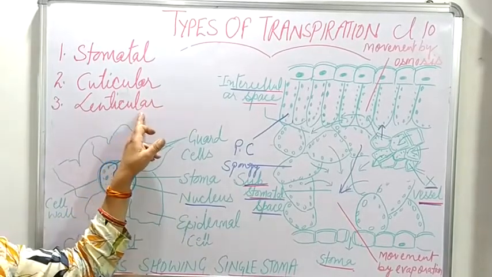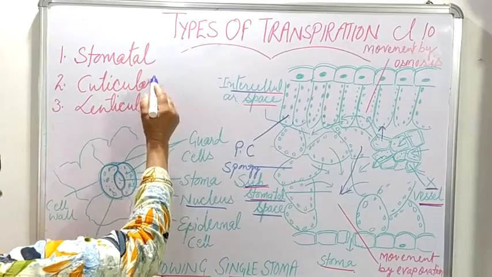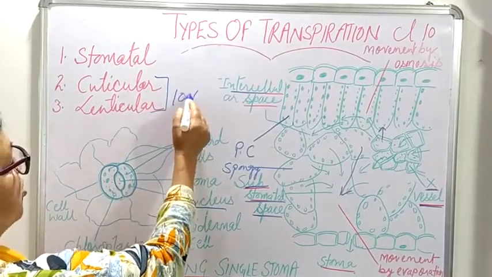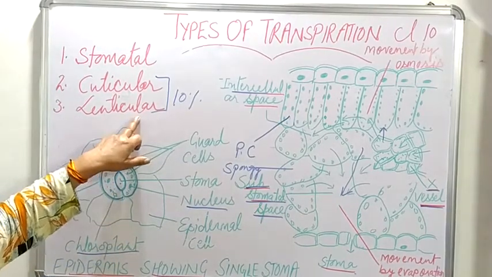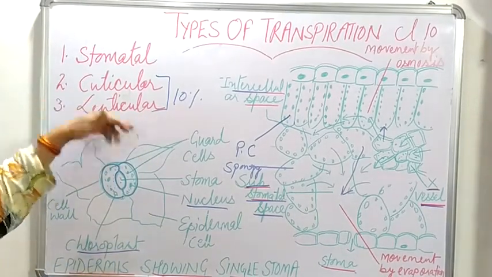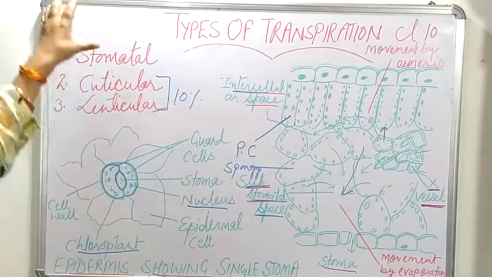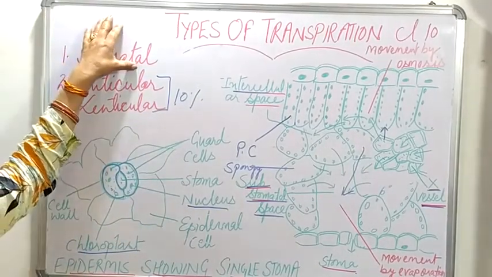Through lenticels also very little transpiration occurs. In fact, 10% of the total transpiration occurs through the cuticle as well as lenticels. Lenticels will transpire less than 10%, and most of the water will be transpired through stomata.